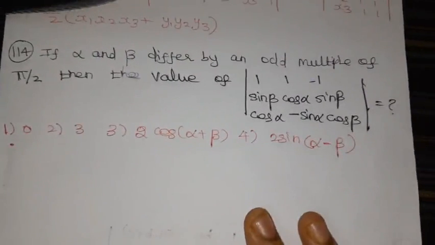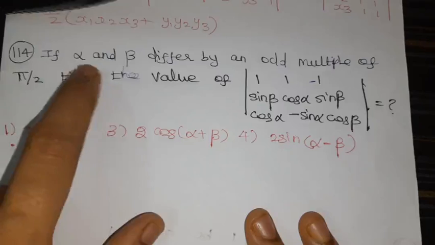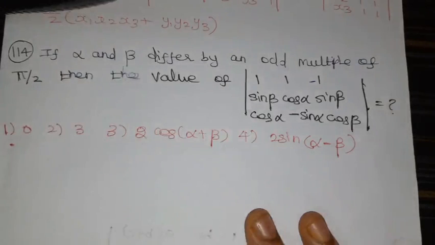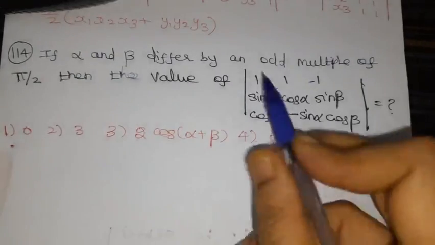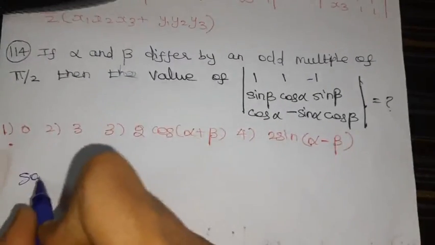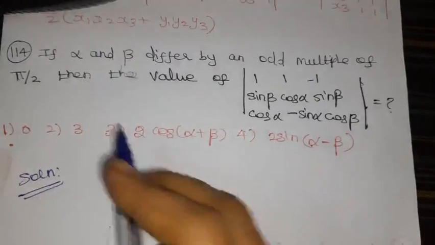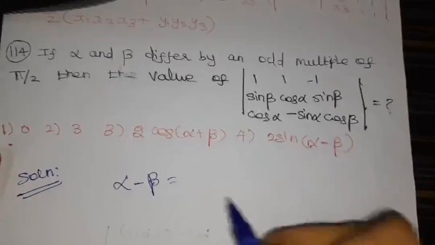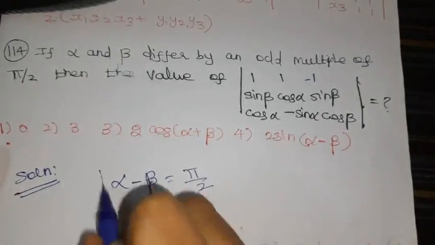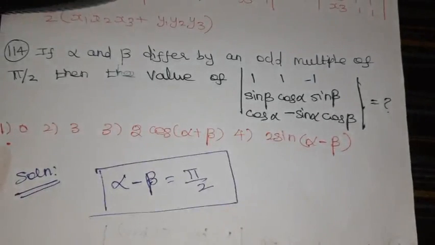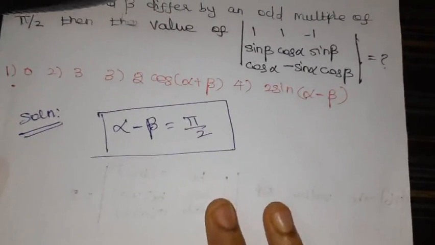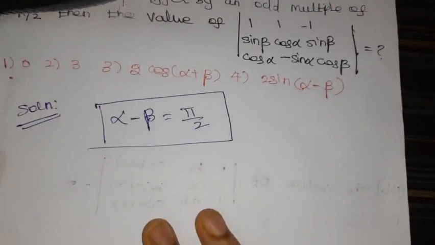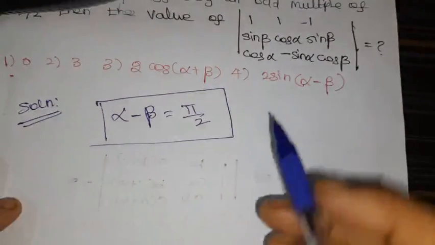Here, 114: if alpha and beta differ by an odd multiple of pi by 2, then the value of the determinant. Let's see how to solve this problem. What is given? Alpha and beta differ by an odd multiple of pi by 2, which means that alpha minus beta is equal to pi by 2. So we need to find the determinant value. We'll see what is given. So we are just going to expand the determinant.